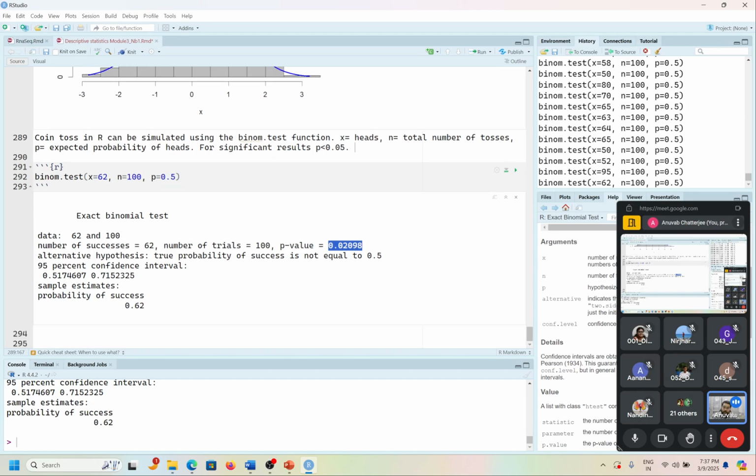Is that okay for everyone? Sir, I have a confusion. Did we assume the null hypothesis as the coin is unfair or the coin is fair? The coin is fair. You wanted to prove that the coin is unfair, so your null hypothesis will be the opposite one, that the coin is fair.